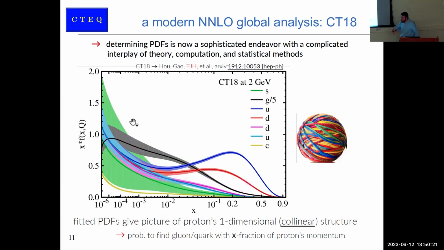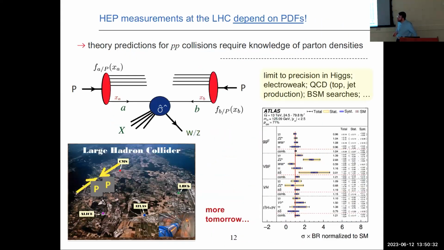And this gives, at least in this case, some sense for the collinear, that is to say the one-dimensional structure of the proton. So I'll go into this in just a little bit more detail in a moment. Now, why do we care about this? I already suggested that we care about it in part because QCD is interesting and we want to understand QCD as a theory and its implications for nucleon structure in more detail.